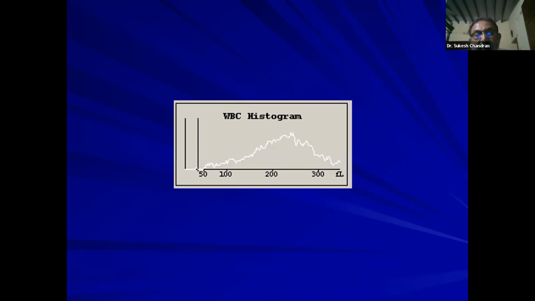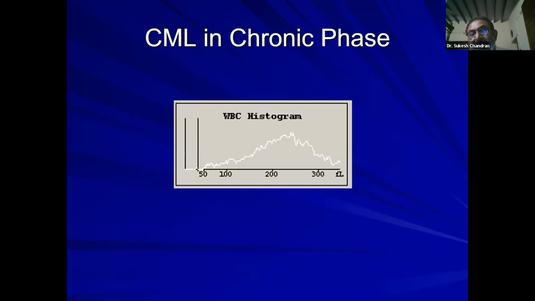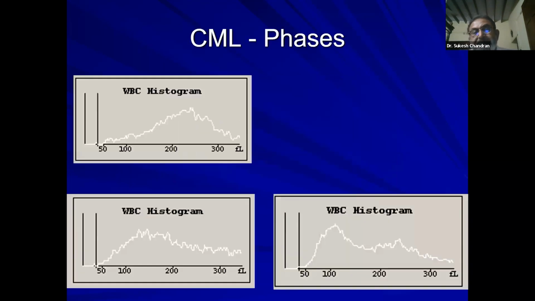So if you have a high white cell count, which is a bell-shaped curve, anywhere in the world, there is only one diagnosis: CML in chronic phase. Without seeing a peripheral smear, I can confidently call this CML in chronic phase. However, if CML is in a different phase, for example, a blast crisis, you can see that the same histogram is there, but there is also a peak towards the lymphocyte and the blast area, which is around the 100 femtoliters area. That's CML in blast crisis.